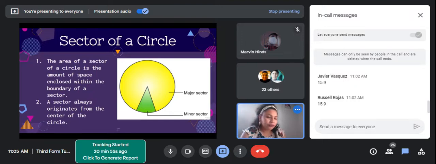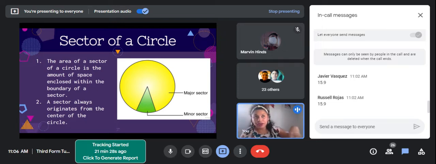Sector of a circle. A sector of a circle is like a slice of the circle. But this slice has very important details to it. The sector has to start at the center of the circle and needs to be made out of two radii. If we take a look at this image, take a look at the green part that is cut out by two radii. What we call the smaller piece is the minor sector, and what we call the bigger piece is the major sector.